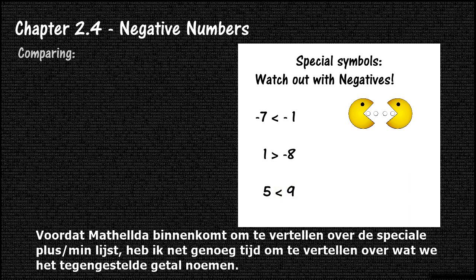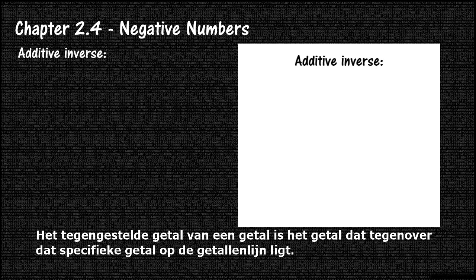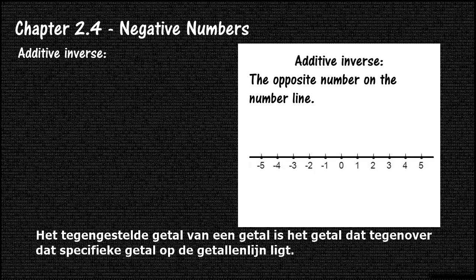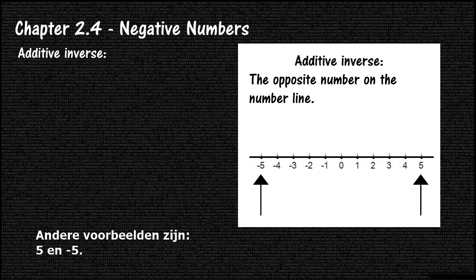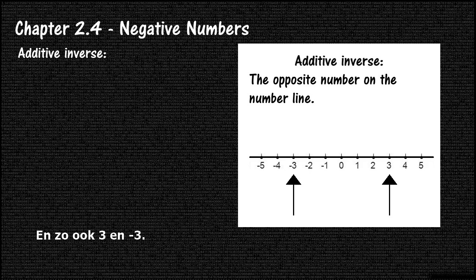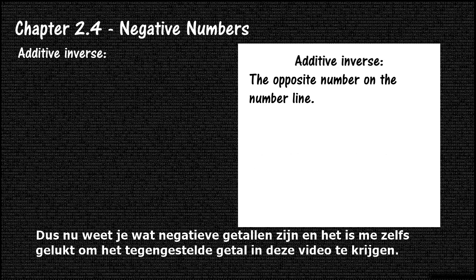Before Mathilda gets here to explain the special plus-minus list, I have just enough time to tell you about what we call the additive inverse of a number. The additive inverse of a number is the number opposite on the number line of a particular number. Sounds pretty difficult, until you realize that that means that 4 and minus 4 are each other's inverse. Other examples are 5 and minus 5, and so are 3 and minus 3. Well, that was easy. So now you already know what negative numbers are, and I even managed to squeeze in the additive inverse into this video.